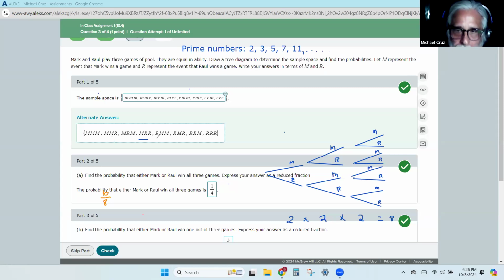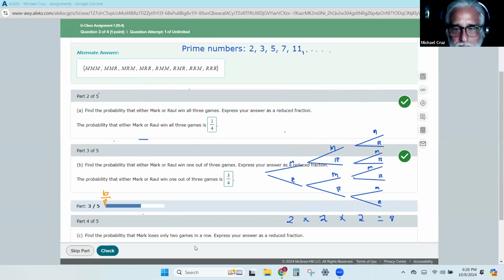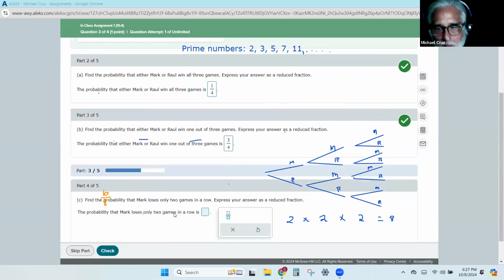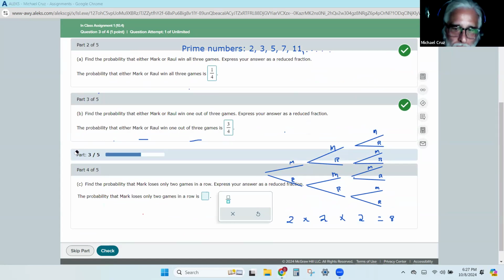So on this one, Mark only loses 1. Here he loses 2, but they're not in a row. That's what it said, right? Yeah, 2 games in a row. And there's the other one. That's the only 2 where he loses 2 in a row, because when Raul wins, Mark loses. So Mark loses, Mark loses. Mark loses, Mark loses. So that's going to be 2 over 8, which is 1/4.